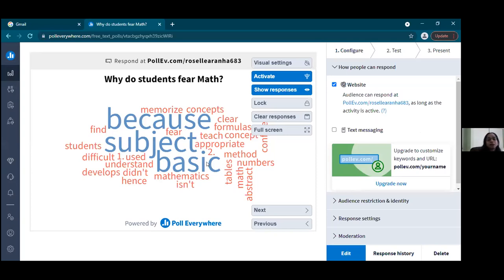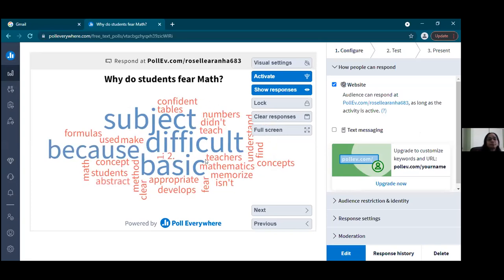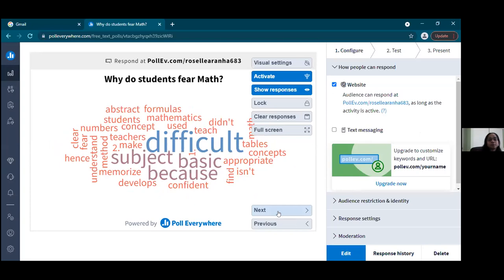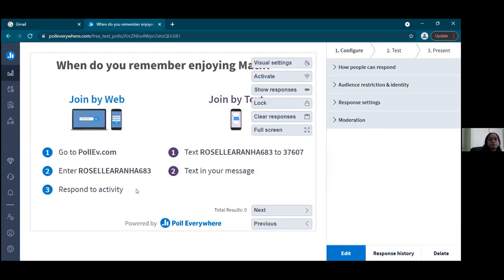Okay, let's go to another question then. All right, let's go to the next question. The next question is, as you can see from the slide, and I will activate it on Poll Everywhere again: when do you remember enjoying math? So until I activate that, can you just please think about when do you remember enjoying math? When did you enjoy math?